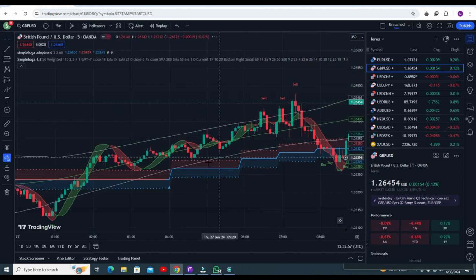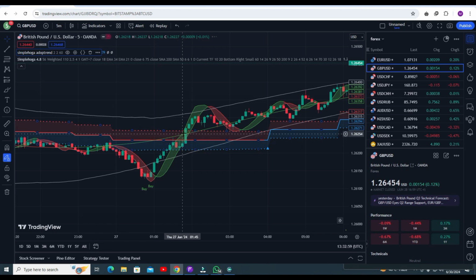Let's see. You can see now this one is below the lower band line, you can go for the buy trade. Only buy trade if the trend line is below the lower band or middle line. This adaptive line below the middle line means you have a buy area.